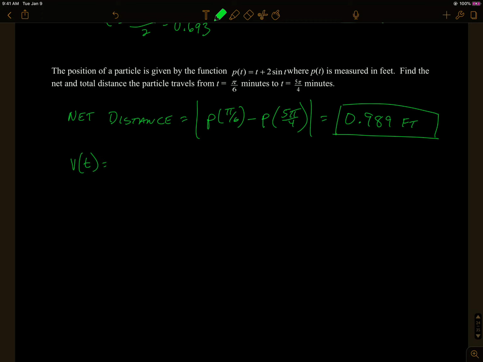So we got to start with our derivative. So let's take our derivative by hand. We get 1 plus 2 cosine of t. Just good practice to do some derivatives. Want to find when that equals 0.